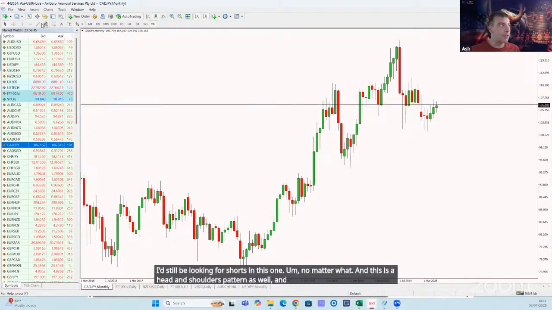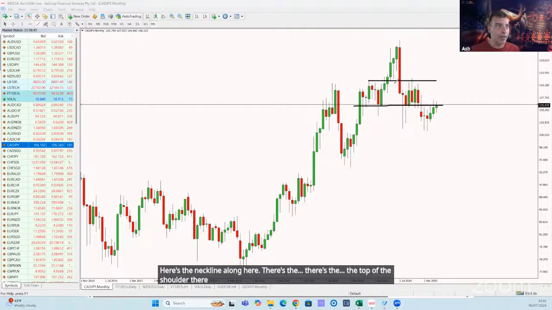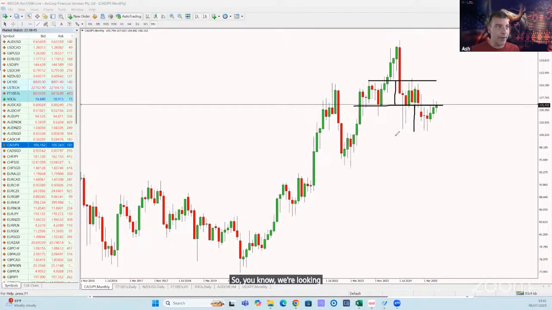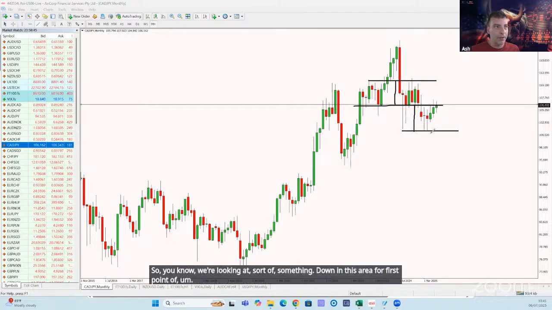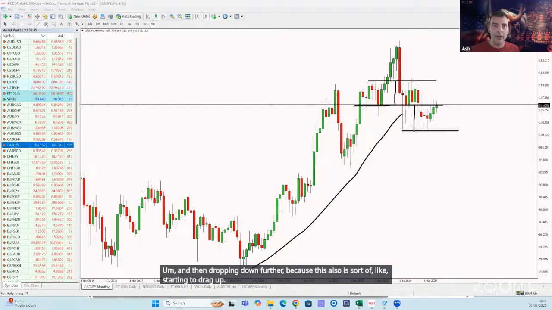And you can see that there's the neckline along here. There's the top of the shoulder there and the neckline. So we're looking at something down in this area for first point of profit, and then dropping down further, because this also is starting to drag up through the trend line.